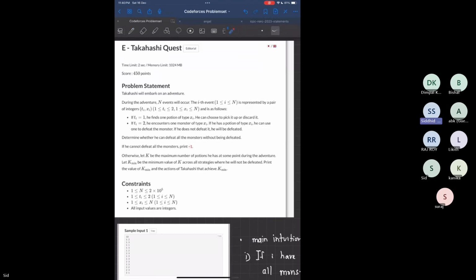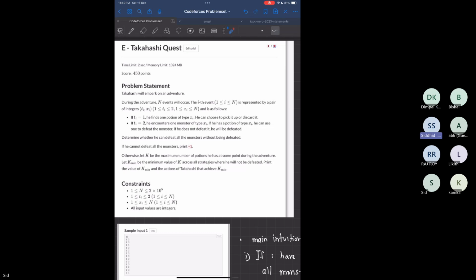Let's read the question once. So Takahashi will embark on an adventure. During the adventure, n events will occur. The ith event is represented by a pair of integers ti, xi, and is as follows. So what if ti is equal to 1? It means that we get a potion of type xi, and we can choose to take it or not. And if ti is equal to 2, we encounter a monster of type xi. If he has a potion of type xi, he can use 1 to defeat the monster. If he does not, he will be defeated.